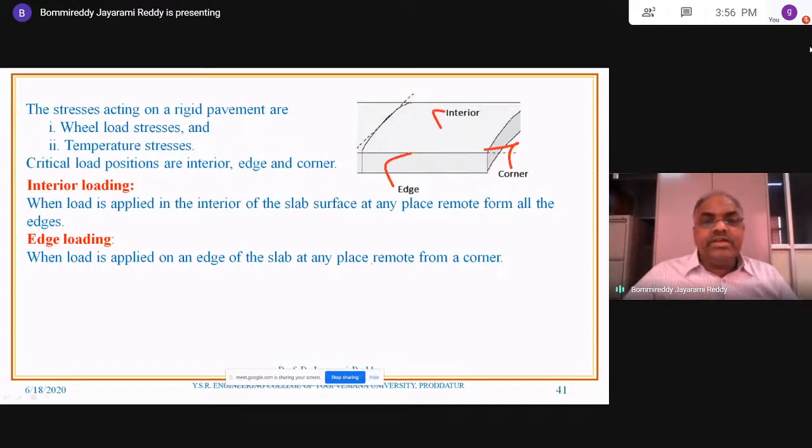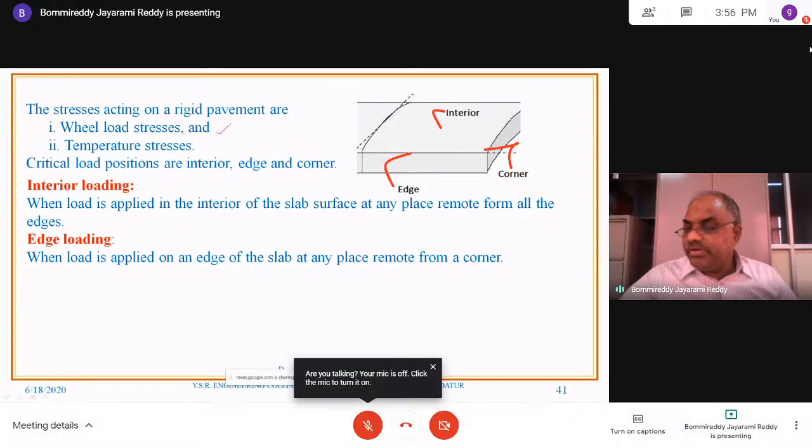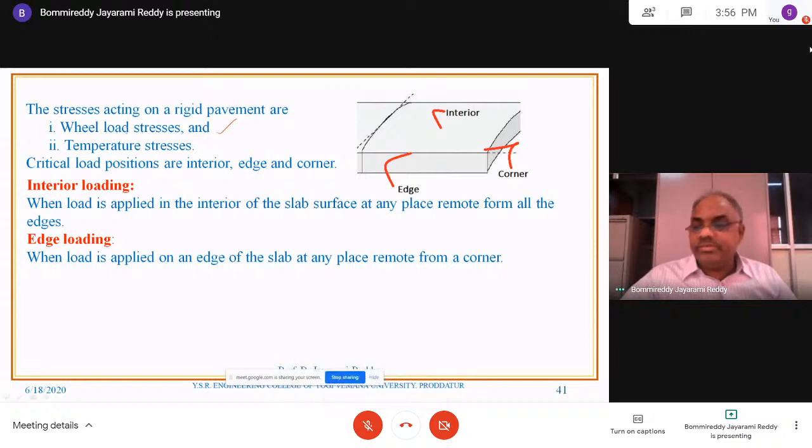Then, stresses acting on the rigid pavement. What are the various types of stresses acting on the rigid pavement? So here, what are the types of forces that are acting? One is wheel loads. Wheel loads are acting on the pavement, so stresses due to wheel load will be induced in the pavement. Another one is temperature stresses. Because it is a single rigid unit, naturally temperature stresses will be induced under certain conditions.